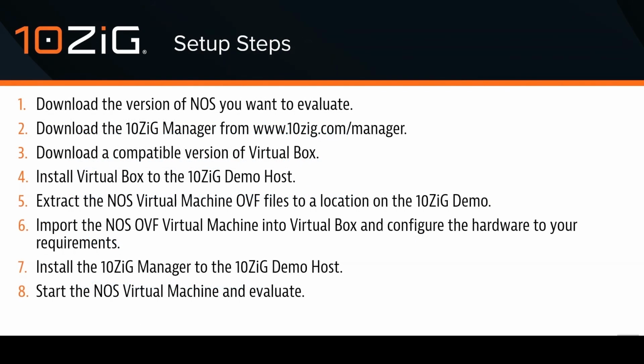So to get the NOS demo environment up and running, we would normally follow the 8 steps on this slide. However, in the demonstration we're about to do, we don't need to download the software as we already have it pre-downloaded. So ordinarily steps 1 to 3 would have to be performed to obtain the required software. Once that is done, we can then start the process by installing VirtualBox to the Tenzig demo host. We then extract the NOS virtual machine OVF files to a location on the Tenzig demo host. For this, you will require a password to access the archive and extract the files.